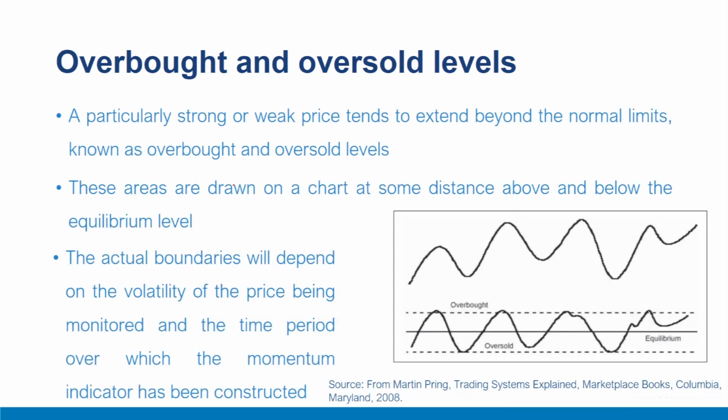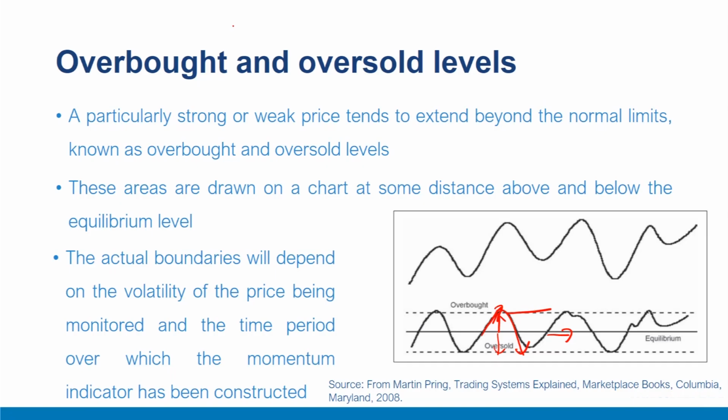Despite all this activity, however, the dog can move no further than the length of the leash. The same principle holds true for momentum indicators in the marketplace, except that the market's leash should be thought of as made of rubber, so that it's possible for particularly strong or weak price trends to extend beyond the normal limits known as overbought and oversold levels, like these levels here. We can see one end at overbought and the other end which is oversold. These areas are drawn on a chart at some distance above and below the equilibrium level, as shown in the figure here.